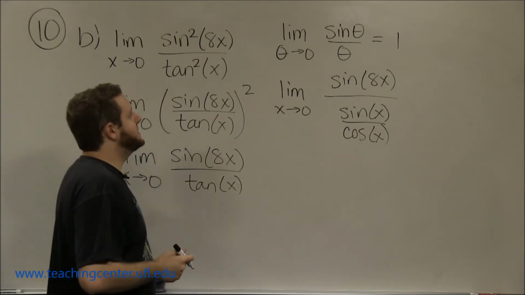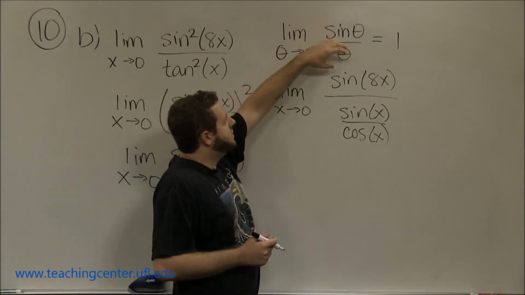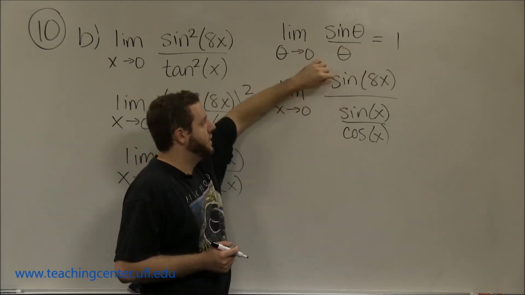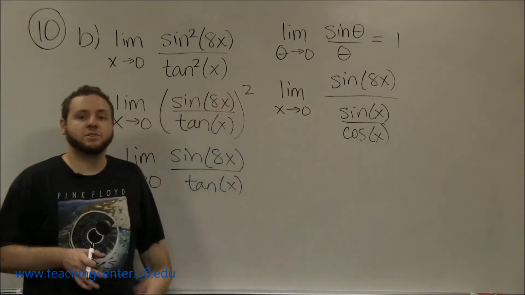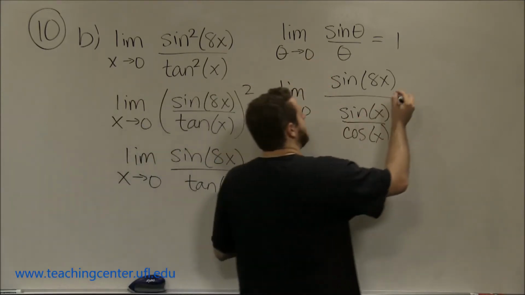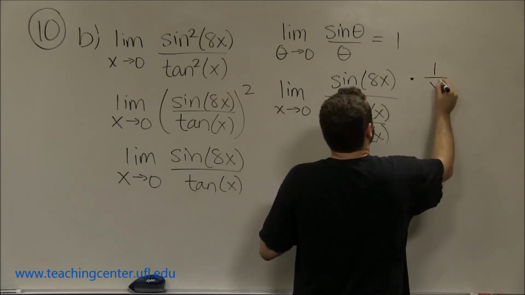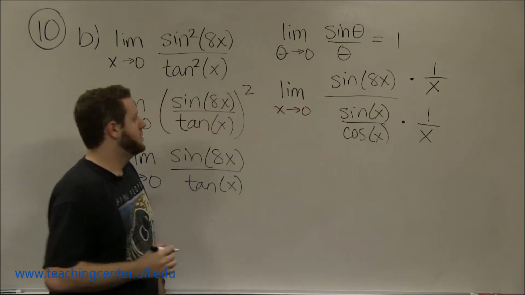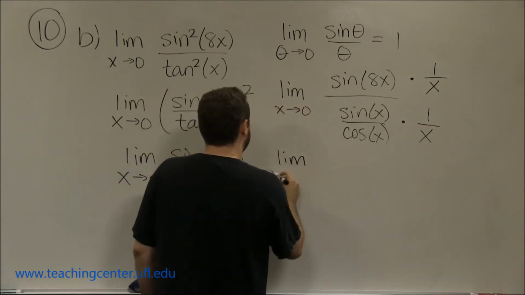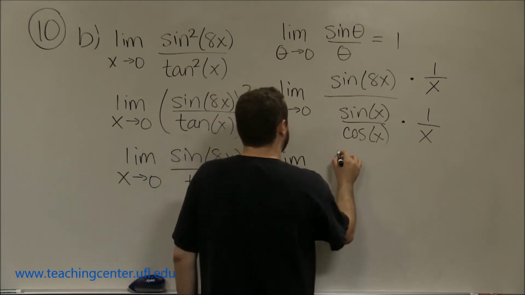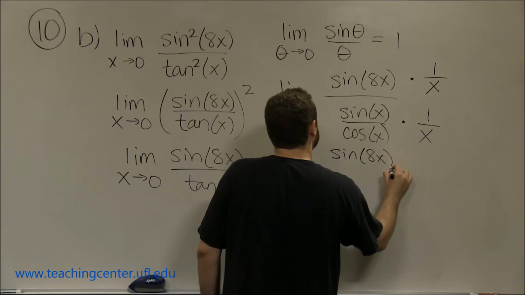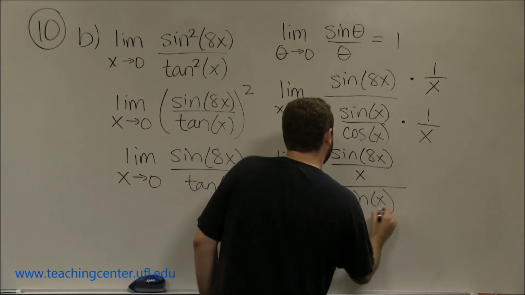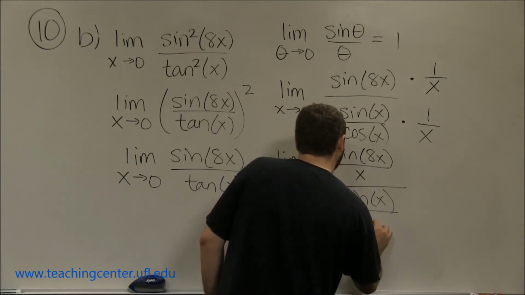And you can see now, to get this limit out, whatever you're taking the sine of has to be divided into that sine term. Now we have a sine in the numerator and a sine in the denominator, so the easiest way to go about this is to multiply both the numerator and the denominator by 1 over x. The reason I did that is because look what happens afterward. You get sine 8x over x divided by sine x divided by x cosine of x.